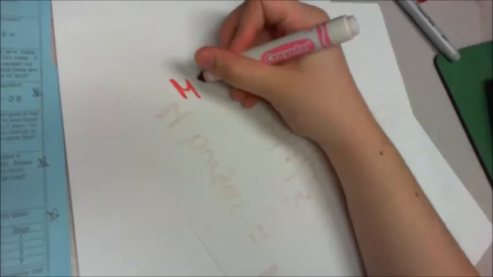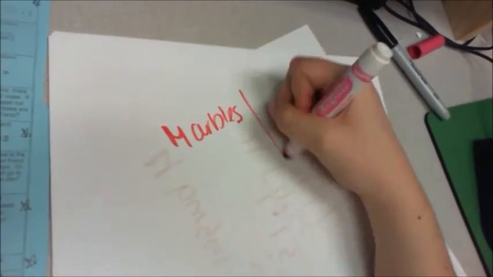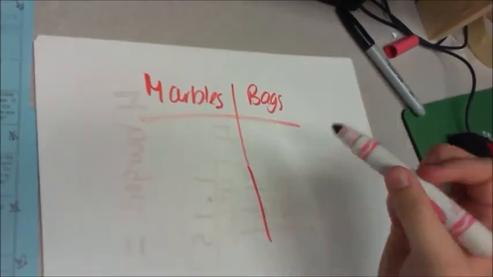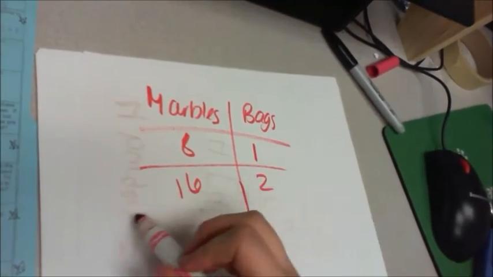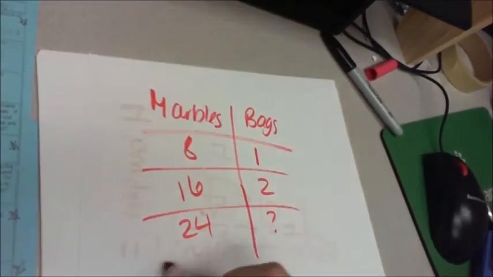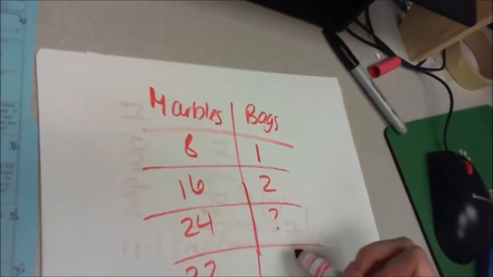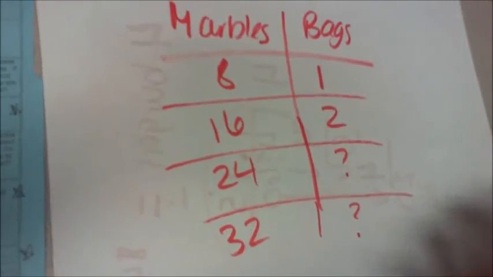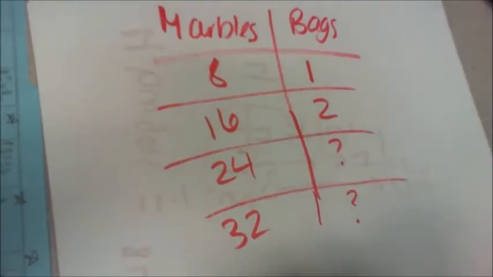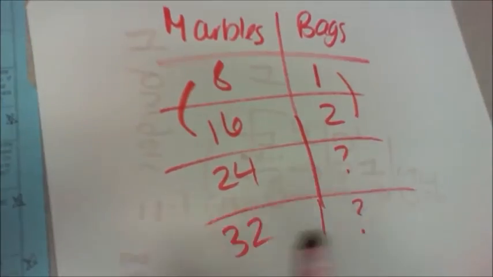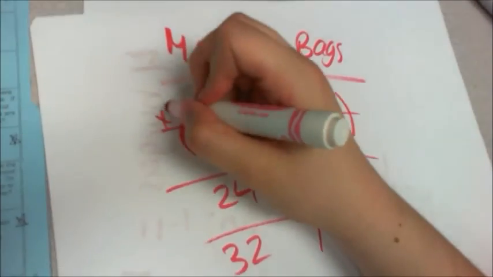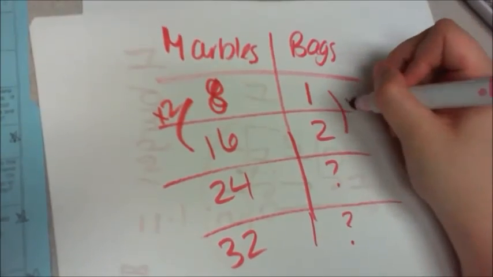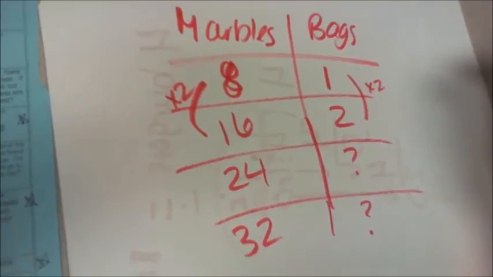Next one, we had a little table with marbles and bags. So if you have one bag, there are 8 marbles in it. 16 marbles are in 2 bags, 24 in question mark, and 32 in question mark. Well, this is like the table we had on the Tuesday column. We look and see what one side's doing, and we do it to the other side as well. How do we go from 8 to 16? We multiply by 2. That's what we did here, obviously, because 1 times 2 is 2.